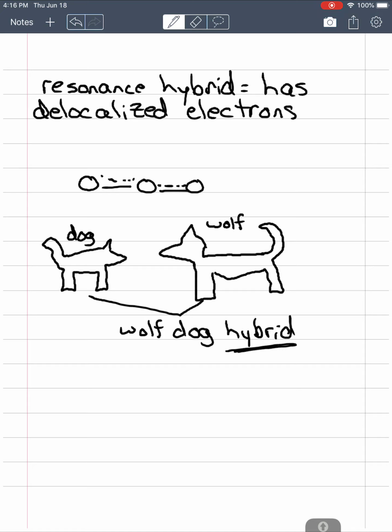So hybrid just kind of means something in between. Something that's in between this and in between that. Something that's kind of a mixture of things. The more resonance structures you can draw, the more stable something is. It's because resonance lowers the energy. Resonance is stabilizing.